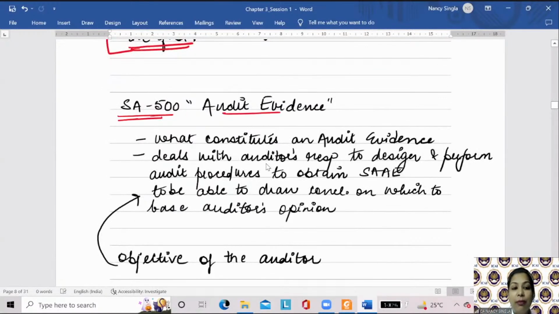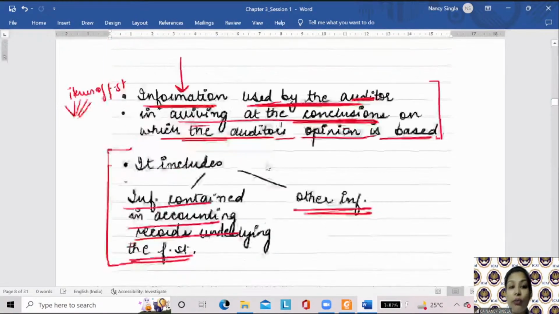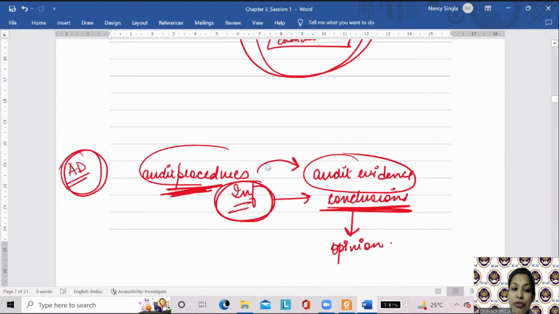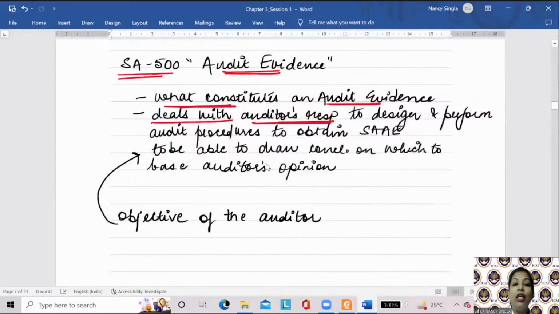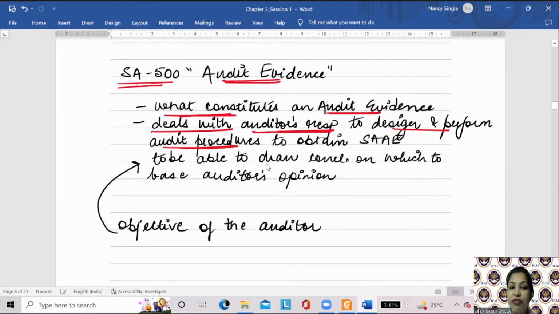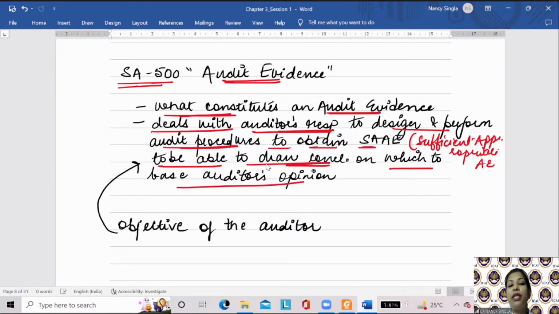So, SA 500, the name is what? Audit evidence. It says what constitutes audit evidence. Further, it deals with the auditor's responsibility. Students, I have told you that each and every SA will deal with the auditor's responsibility. It will have the objective of the auditor. Right? So SA 500 deals with the auditor's responsibility. Now, if you remember, I told you that audit evidence comes from where? From performing audit procedures. So, to design and perform audit procedures. Why? To obtain sufficient appropriate audit evidence. What is meant by sufficient? What is meant by appropriate? We will discuss in a lot of detail. To be able to draw conclusions on which to base the auditor's opinion.